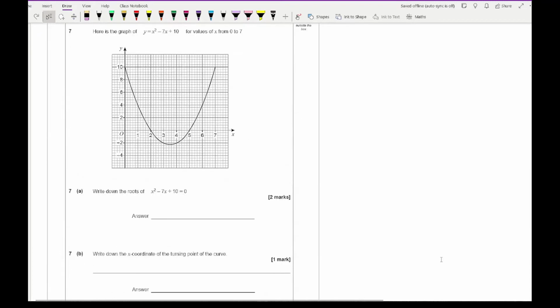Moving on to question 7, it says here is a graph of y equals x squared minus 7x plus 10 for the values of x equal to 0 to 7. And it says write down the roots of x squared minus 7x plus 10 equals 0. Now the roots are basically where it crosses the x-axis. As you can see, the answers to this are going to be 2 and 5. It then says write down the x-ordinate of the turning point of the curve. Now the turning point is here, and I would say that that's going to be around 3.